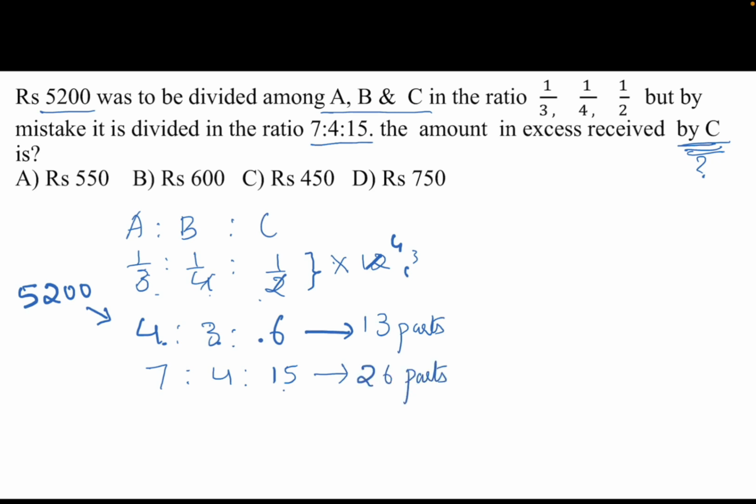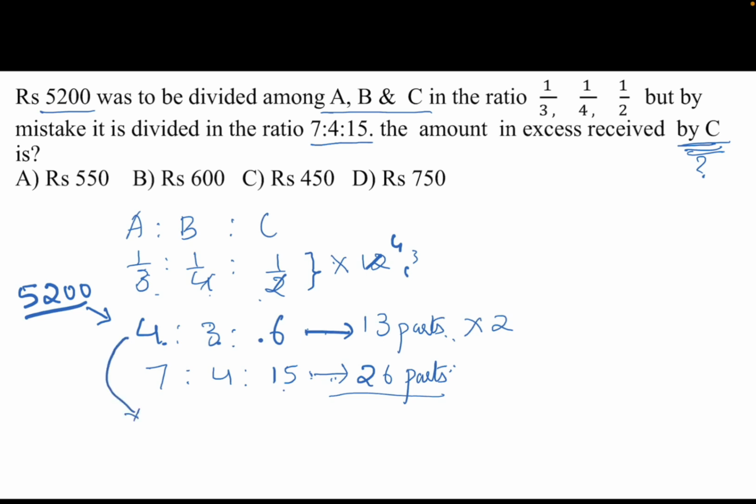But this is not equal, because 5200 is divided among A, B and C. It should be equal, isn't it? Either it is divided in this form or this form, it should have been equal. But in the ratio form, it is not equal. First, we will make the ratio equal. How to make it equal? Now, it is 26 parts here and 13 parts here. So, multiply these ratios by 2. Then we will get the equal.